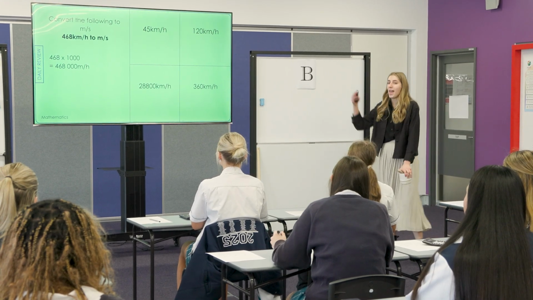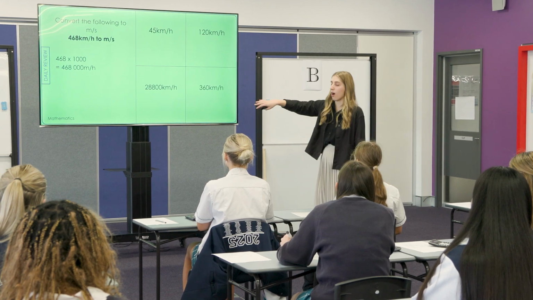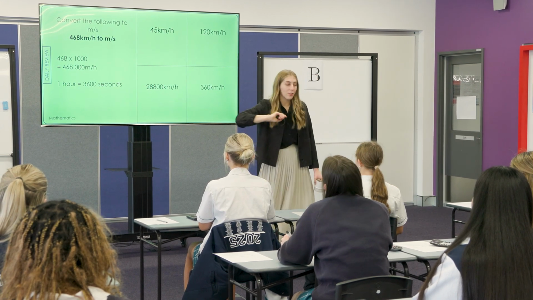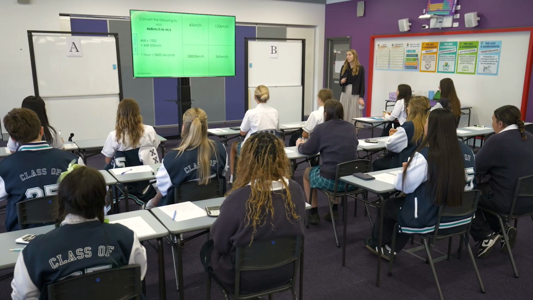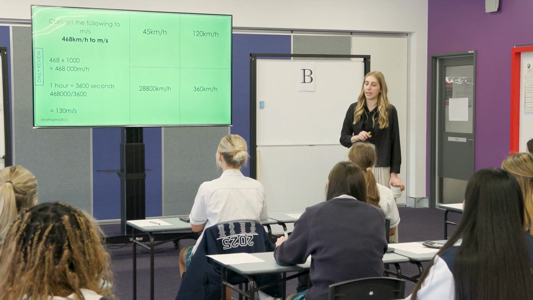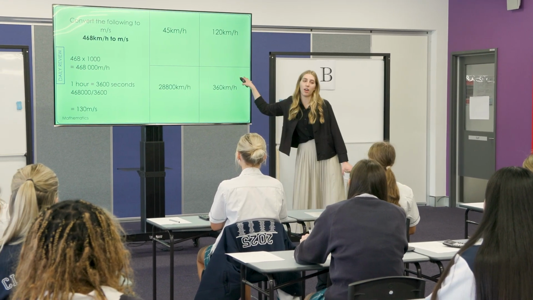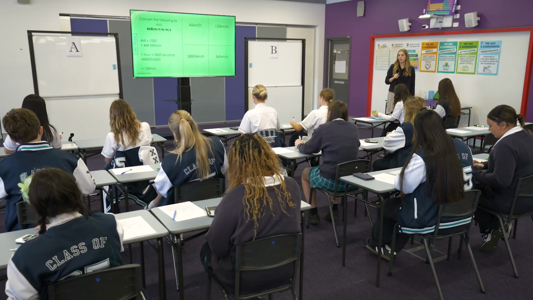I then need to convert my hours into seconds. So I need to divide it by how many seconds there are in an hour. There are 3,600 seconds in an hour. How many seconds in an hour are there? 3,600. I think I said 360 before. 3,600 is correct. So I divide that, and my final answer is 130 metres per second. Again, we've got 4, so can you guys start it with another grid? Give as many of these a go as you can.